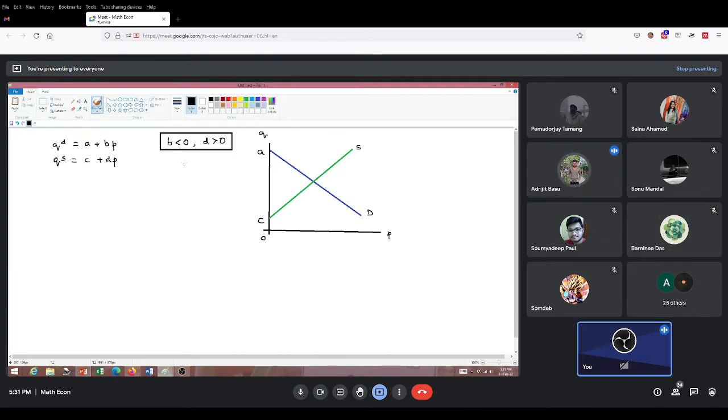So two parts. Can C be greater than A? What will happen? Then there will be no equilibrium. Yes sir, so A should be greater than C, but we are not interested in that condition. Okay, so I don't want this also.